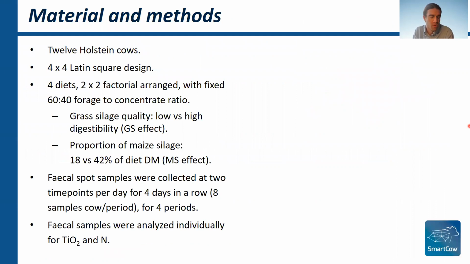We used a 4x4 Latin square design with 4 diets, 2x2 factorial arranged, with grass silage quality and the proportion of maize silage being the 2 factors. Fecal spot samples were collected at 2 time points for 4 consecutive days in every one of the 4 periods. And these samples were analyzed individually for both titanium dioxide and nitrogen.